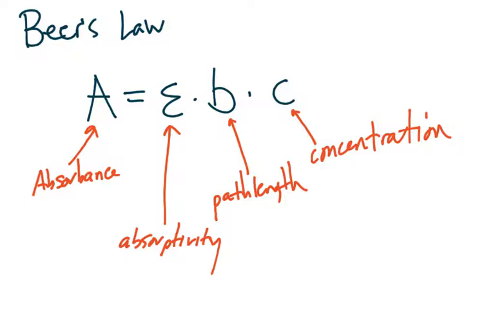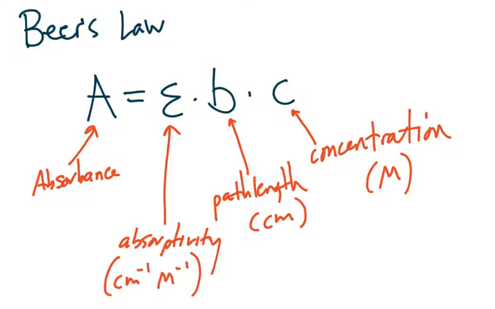And if path length is given in centimeters, let's say you're actually doing an experiment, the standard is that you have your sample in a cuvette that is a 1 centimeter path length, and so this is just equal to 1, so it simplifies everything out. If concentration is given in molarity, then the absorptivity would be per centimeter per molar, because absorbance is unitless.